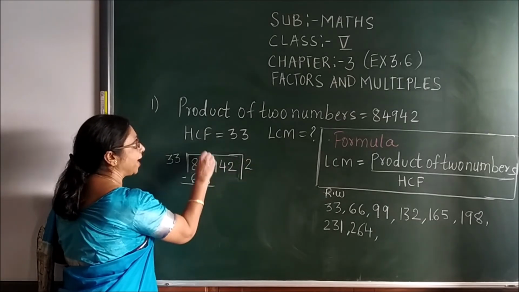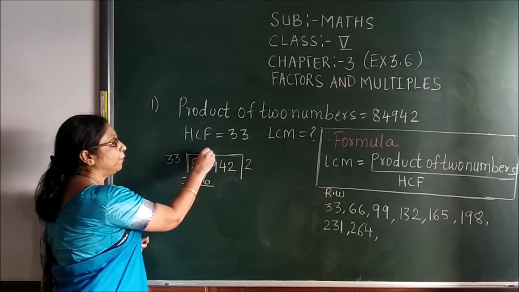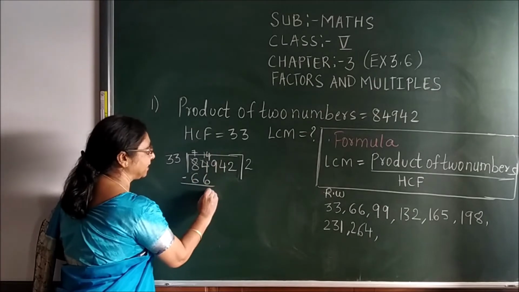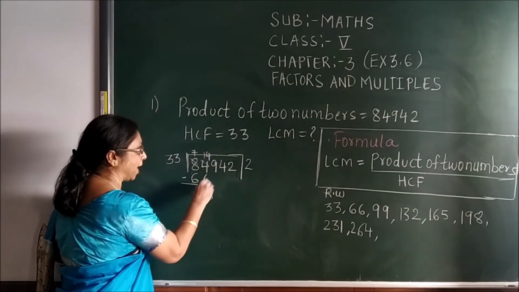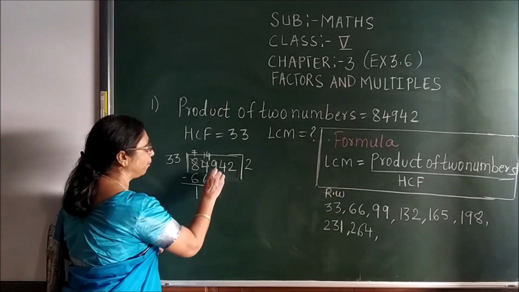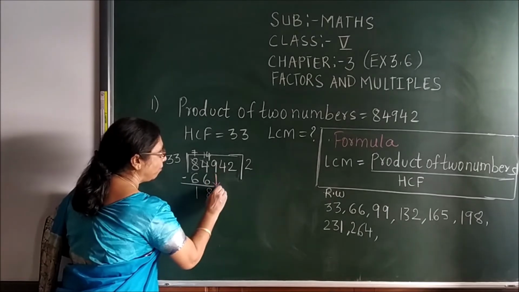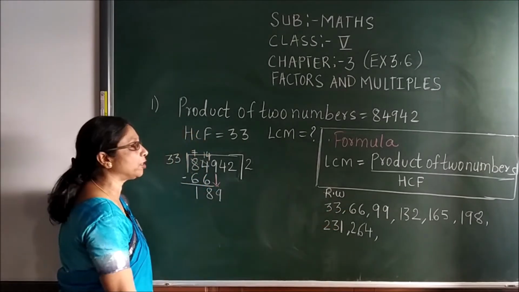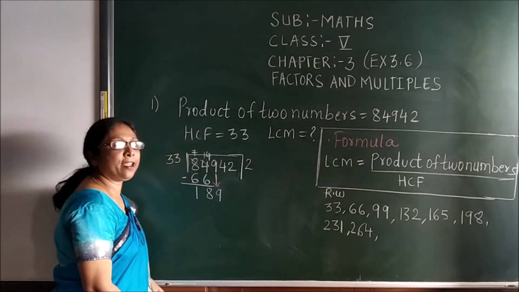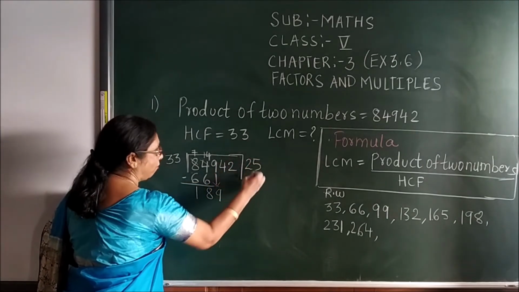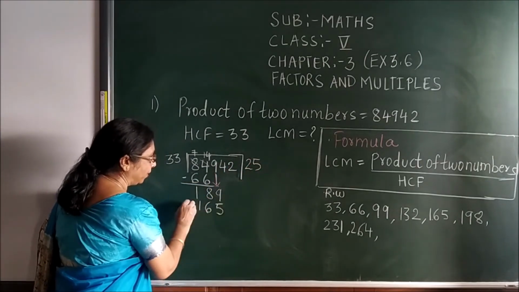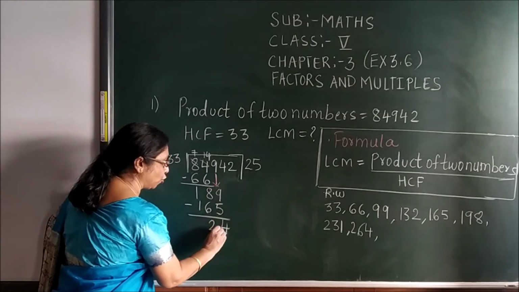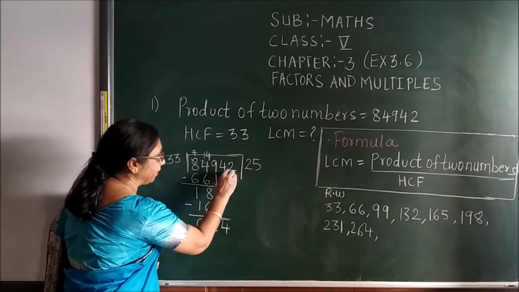Now subtract. 14, and if you have taken 1 from here, this will become 7. 14 minus 6, 8. 7 minus 6, 1. Take the next number down. Clear? When you take down 189, see which is less than 189 here, children? It is 165. So 5's are 165. Then you subtract this. 9 minus 5, 4. 8 minus 6, 2. And this is 0. Then bring the next number down.